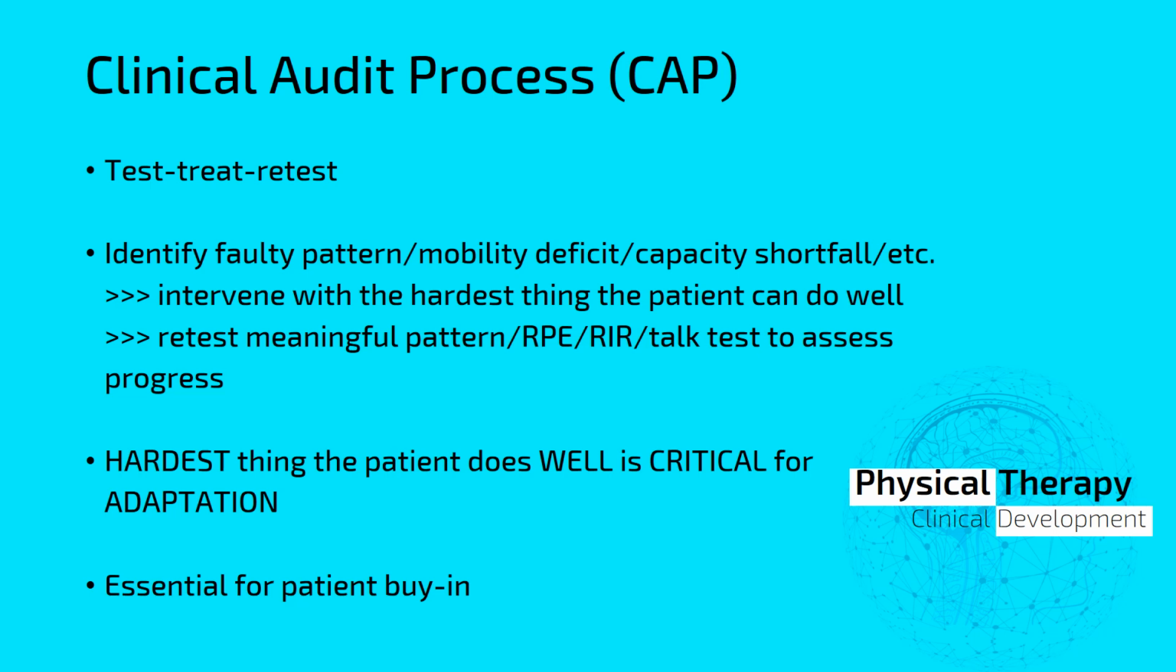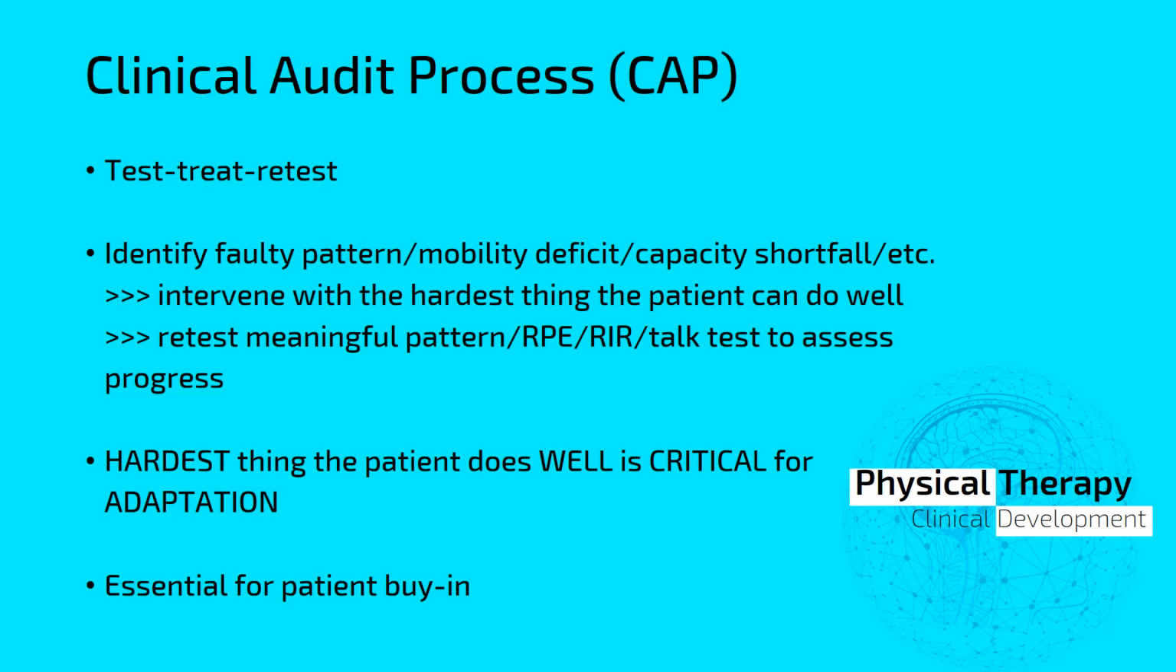All right, so last slide here, I want to talk to you guys a little bit about the clinical audit process. This is not unique to the lumbar spine, but I wanted to incorporate this. And this is something that I learned from Craig Liebenson. Basically, it's not too much different than your test-treat-retest model that we learn in orthopedics. But essentially, what we're trying to do is identify the faulty pattern, mobility deficit, or capacity shortfall, whatever the case may be. All the things that you're identifying in your functional exam, your repeated motion testing, your functional mobility testing.